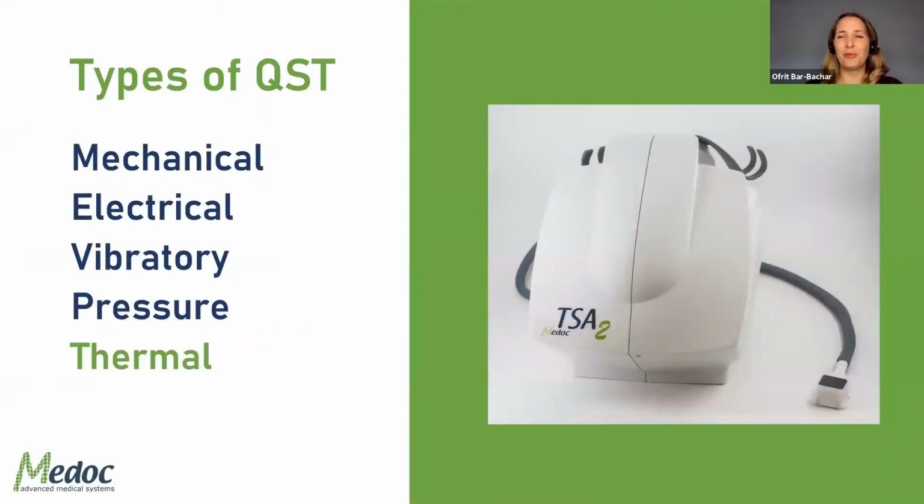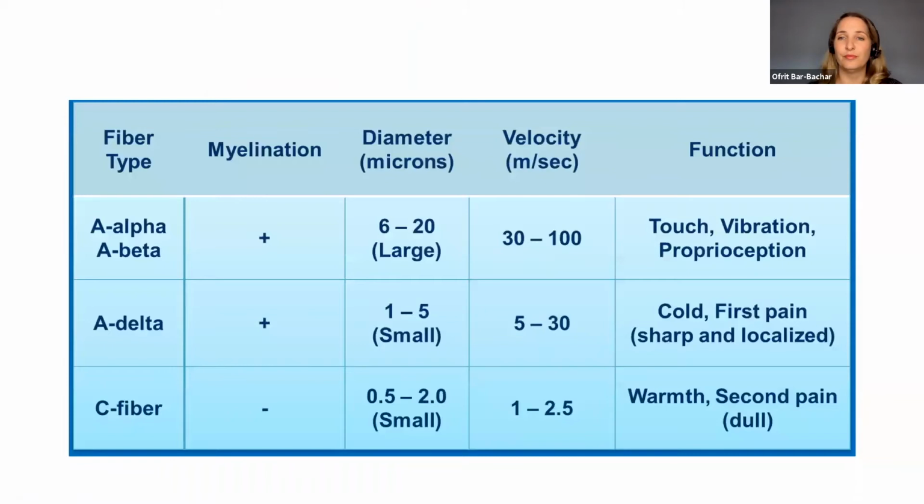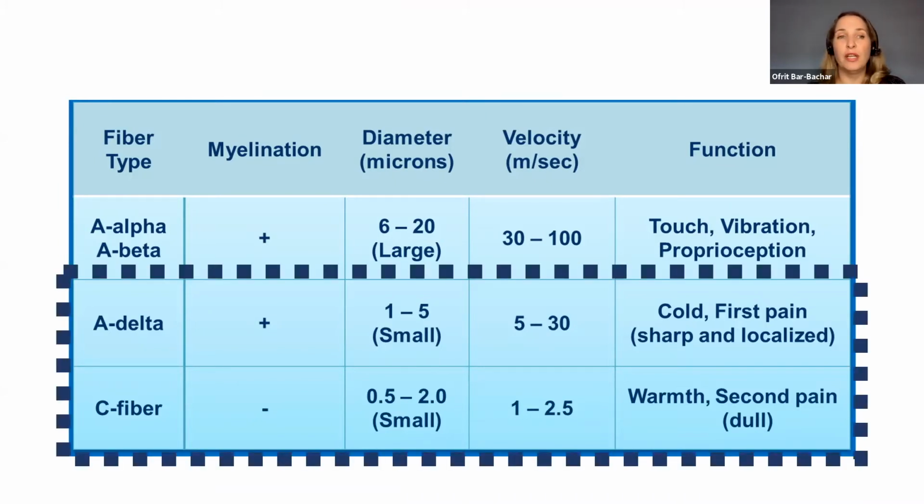And then, of course, there's thermal QST, and this is mostly about the function of the small sensory nerve fibers that cannot easily be tested using EMG. In the picture, you see Medoc's TSA2. In thermal QST, this is about the function of these very small sensory nerve fibers. The thinly myelinated ones, the A delta ones that are transducing cold and first pain, and the non-myelinated, the C fibers, the very slow sensory nerve fibers that transduce warmth and second pain.